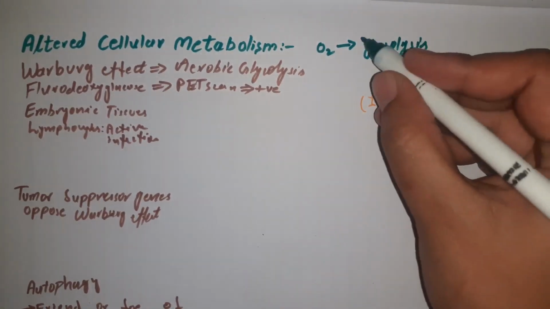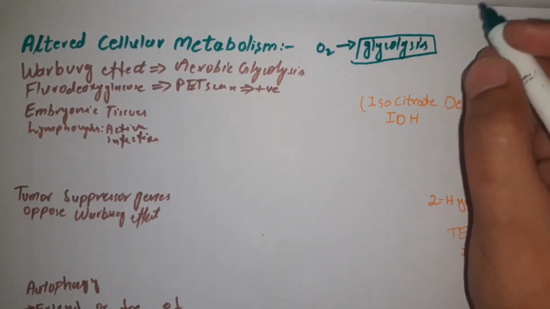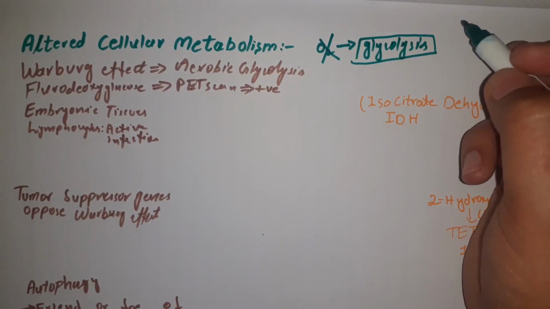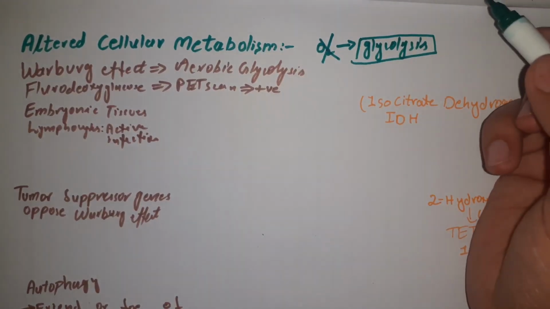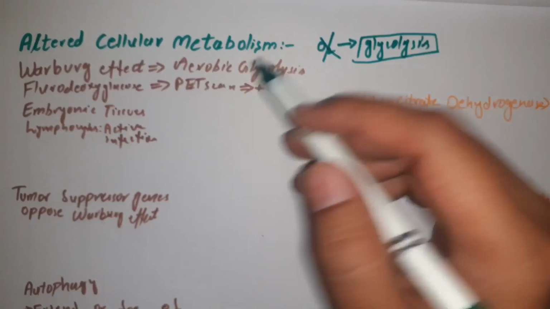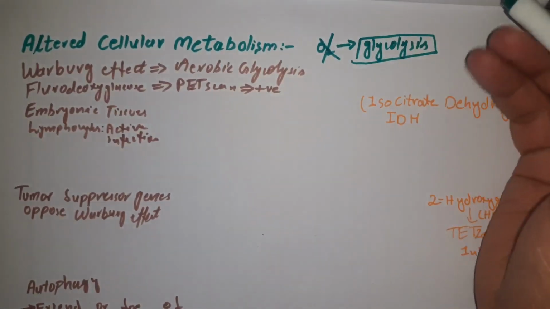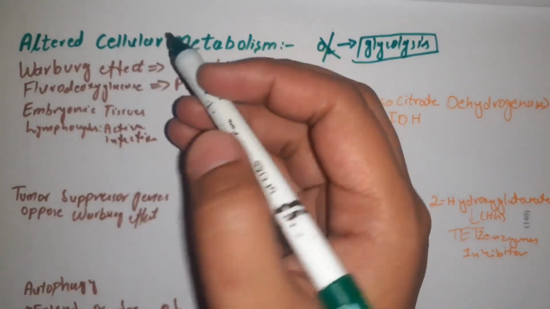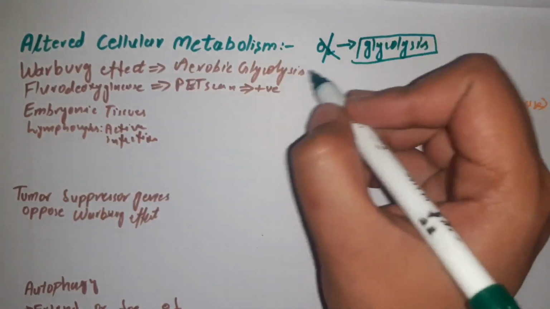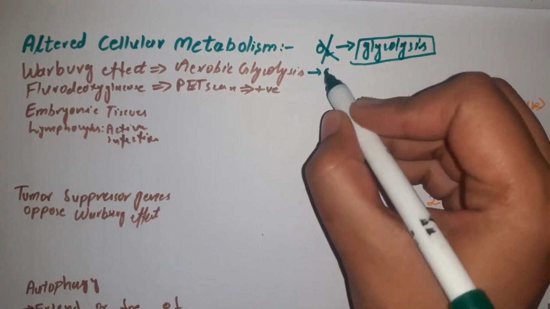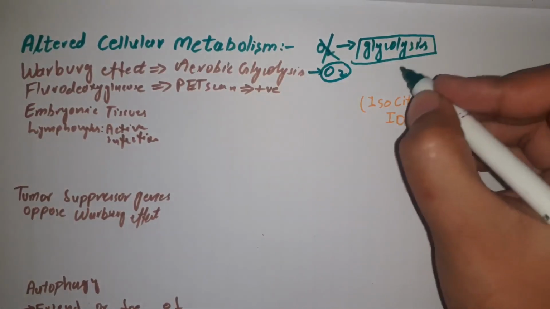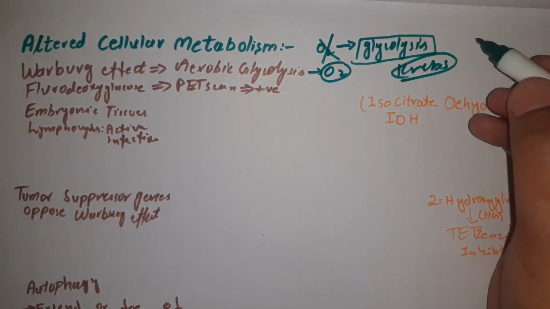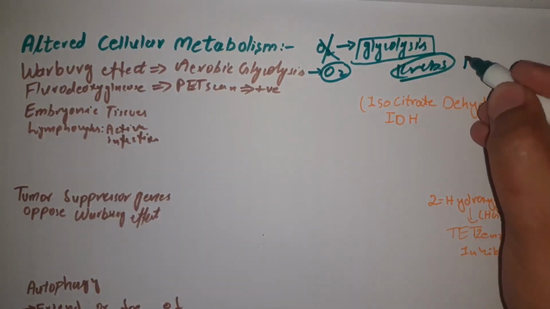We know that cells rely on glycolysis when there is not sufficient oxygen present. When there is a deficiency of oxygen, they rely on glycolysis or fermentation. However, the cancer cell, in the presence of abundant oxygen, still relies on glycolysis, and this phenomenon is termed the Warburg effect, also known as aerobic glycolysis, because it is happening in the presence of oxygen. So in the cancer cell, the Krebs cycle and oxidative phosphorylation are negligible, or at a very low level.